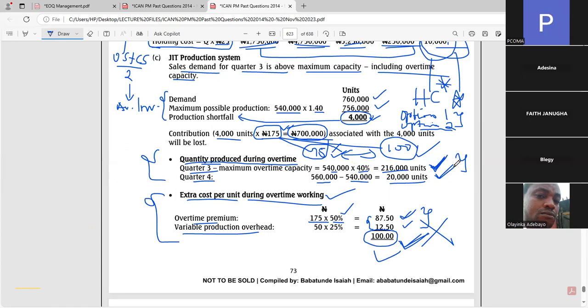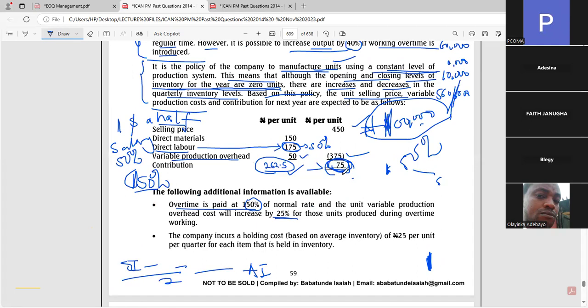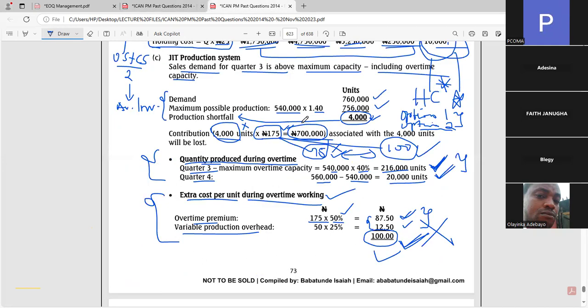Please, can you talk on this 175 naira that we used to multiply by these 4,000 units? These 4,000 units, you're unable to sell them. If you are unable to sell them, you must multiply by what you are losing. If you had been able to sell these 4,000, you would recover the normal contribution that was given to you as 75, and you must at least recover 100 naira, which is your additional cost incurred.